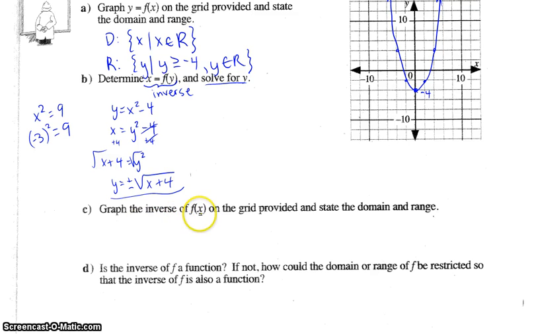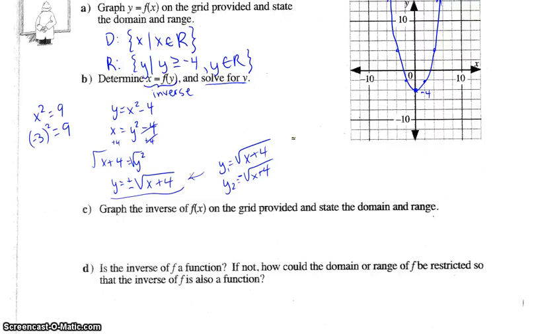Now, graph the inverse of f of x. So we need to graph this particular relation on the grid provided and state the domain and range. Okay, now this is actually two functions. If you're to put this in the calculator, it needs to be as root x plus 4, but it also needs to be negative root x plus 4. Okay, so that's how you would get both appearing on your graphing calculator if you were to do it that way. Okay, so let's get that graph on our grid, and then we'll talk about domain and range.